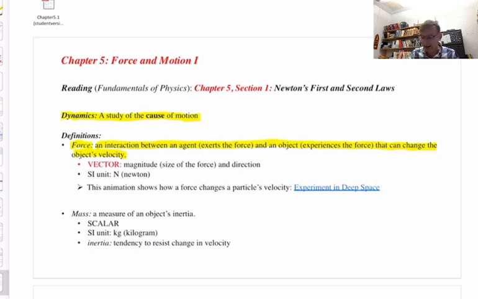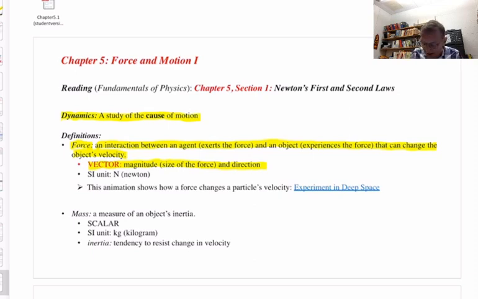All right, so it's an interaction that can change velocity. Force is a vector quantity. That's very important to understand. So it has a magnitude, which of course is the size of the force, how big is the force, and it has a direction. In what direction is the force acting? And it's got to have a unit of some kind.